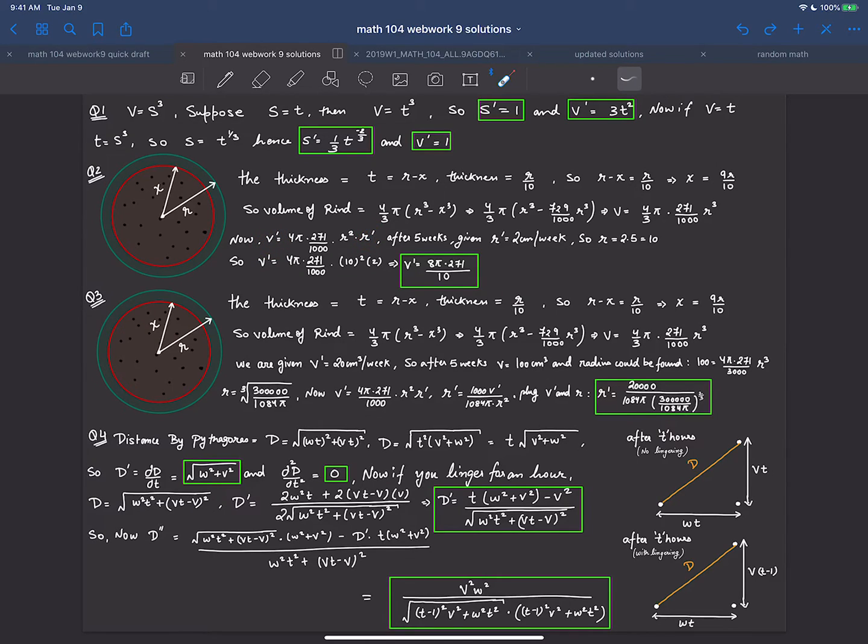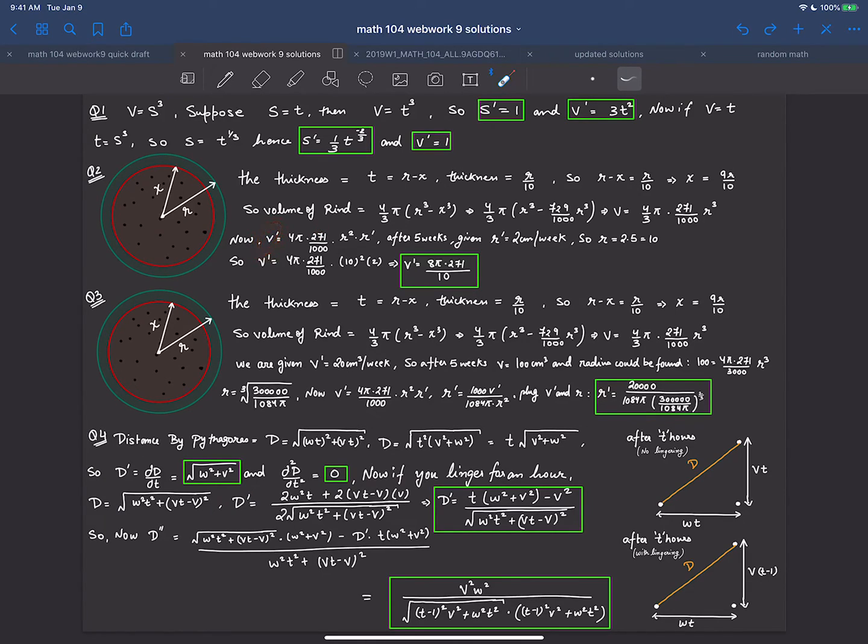Now we have the system. To find V prime, we need an r and an r prime. Here r is changing itself. Well, r prime is constant at the rate given to us as 2 centimeters per week, but r is changing as you go. So we have to figure out exactly where we want to evaluate this expression. That's the third step of the analysis.